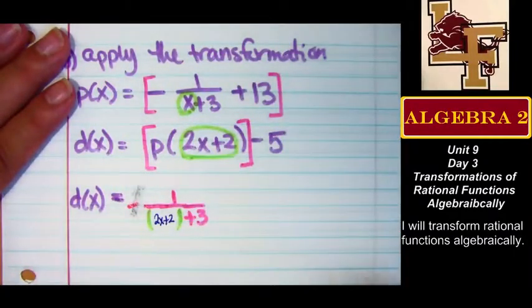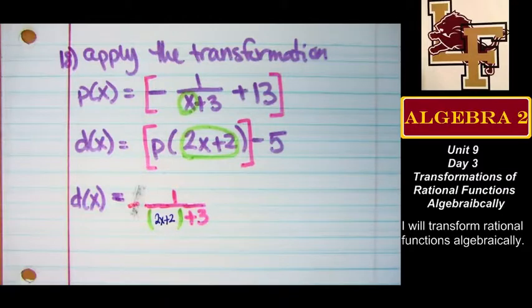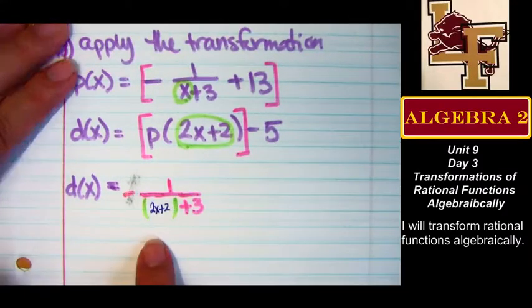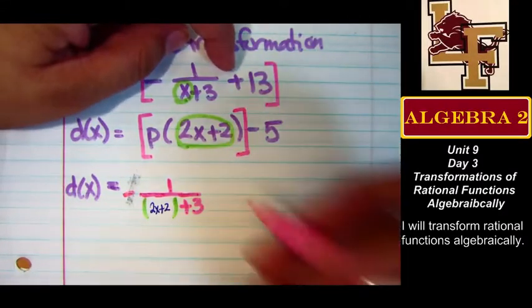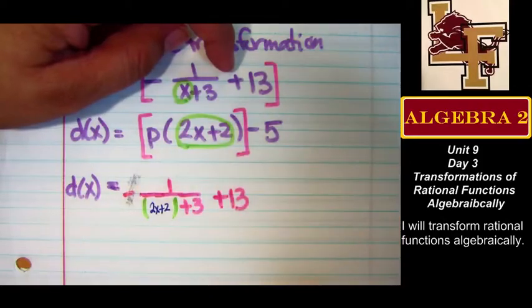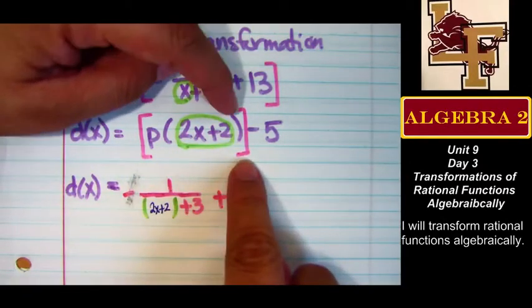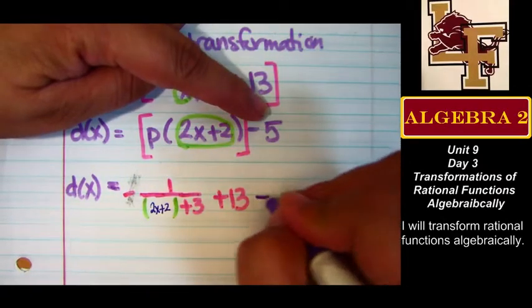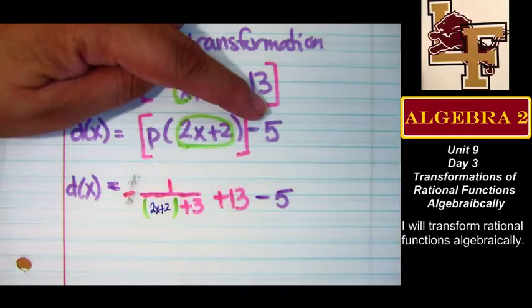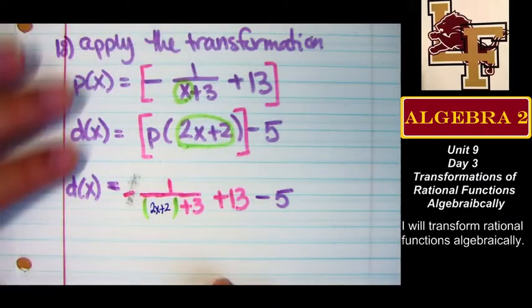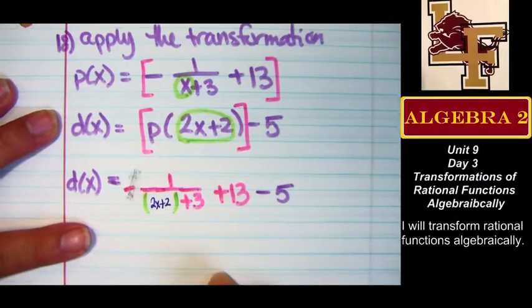Okay. Trying to make the negative look different from the thing. Okay, continuing with my function, I have to add 13 at the end. My function is done. Minus 5. Okay. Question on setup?